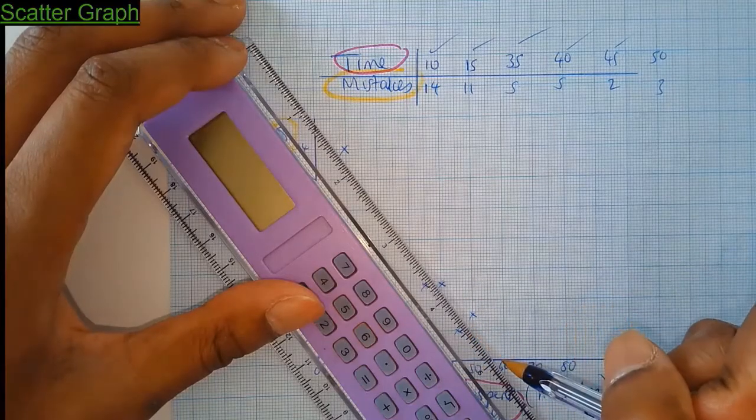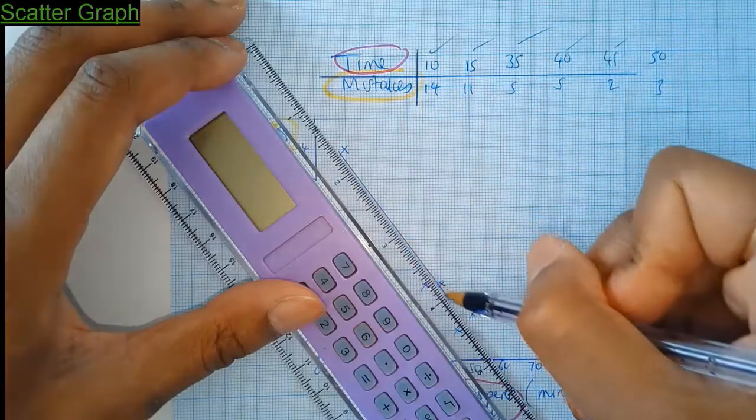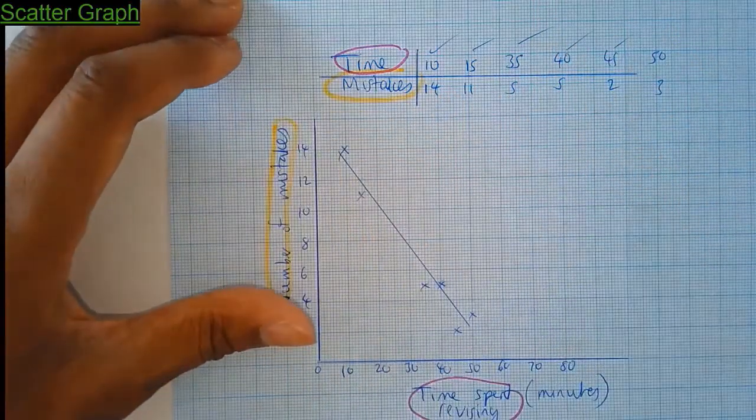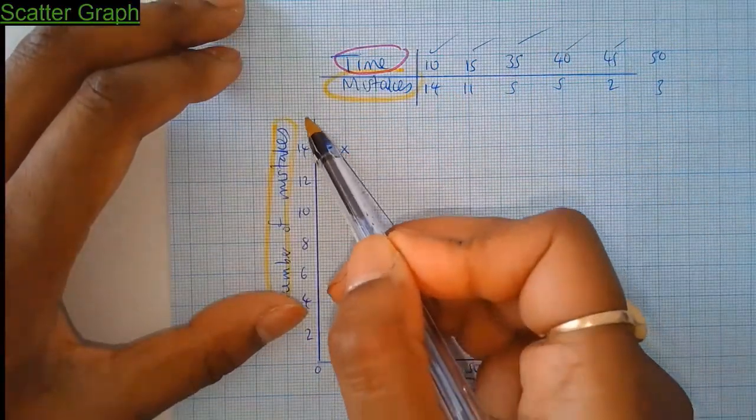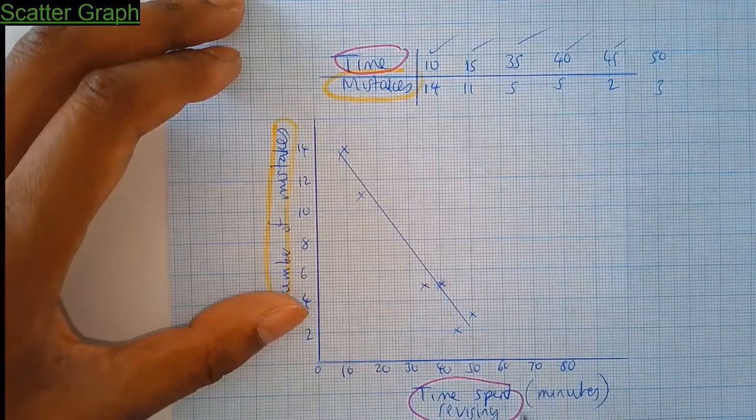You don't draw the line of best fit beyond the first and the last cross, because we don't have enough information there. So there's nothing there, and there's nothing over here. That's why I've not extended the line of best fit.